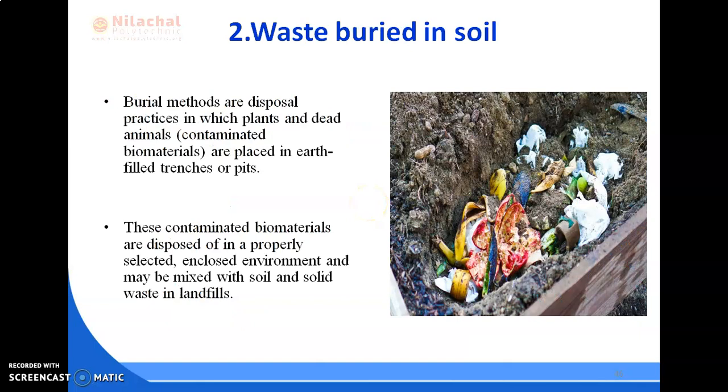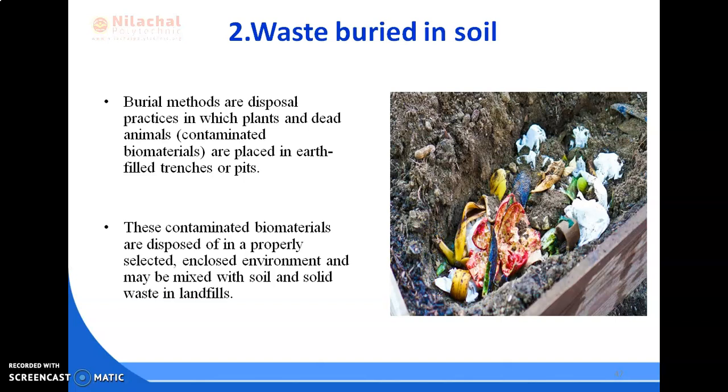Then number 2, waste buried in soil. Burial methods are disposal practices in which plants and dead animals are placed in earth-filled trench or pits as shown in the figure. Here some of the wastes are filled in the trench or pits like this. These contaminated biomaterials are disposed of in a properly selected enclosed environment and may be mixed with soil and solid waste in landfills.